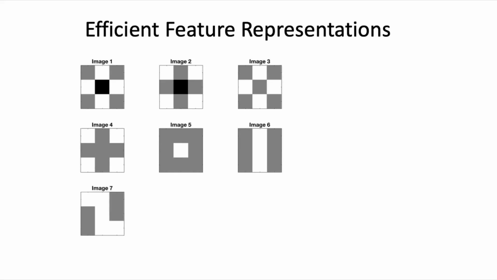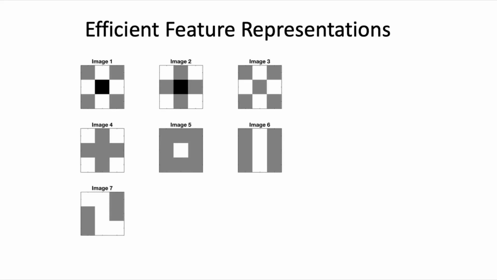Each of these images has only one of 3 values in it: white, gray, and black. And let's say the intensity of the black color is equivalent to the intensity of 2 grays. This means the black color can be achieved by adding 2 grays together. Our goal is to find an efficient feature set that we can use to construct all 7 images.